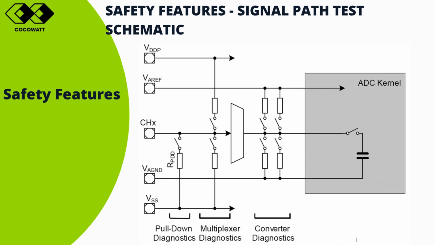Multiplexer diagnostic. To test the proper operation of the internal analog input multiplexer, additional test signals can be connected. In combination with a known external input signal, this test function shows if the multiplexer connects any pin to the converter input and if this is the correct pin.